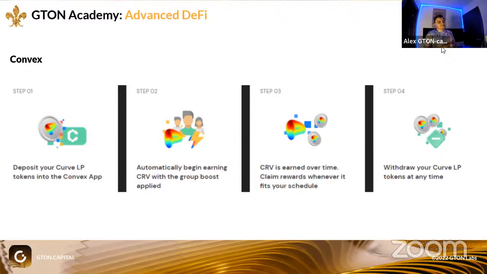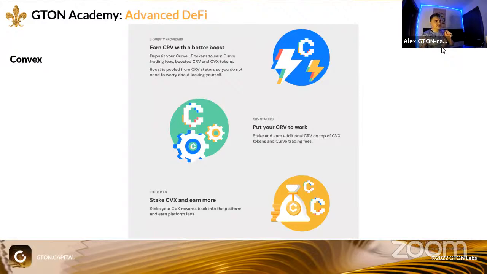Next slide, please. But it is not only about LPs. It is not only about providing liquidity in the form of liquid capital like Tether or USDC or Ethereum. It is also about how CRV can work for you to optimize the yield, right? So instead of locking your CRV as VCRV, you can actually provide your CRV to Convex and get more and more revenue from the protocol. Next slide, please.